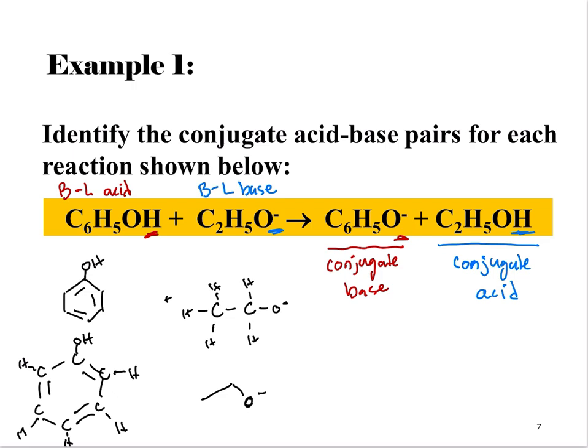Because in reality, what's happening in solution is both reactions are happening. Usually one reaction is more favored, the forward reaction, and the reverse reaction is happening less. Right? And so we'll talk a little bit about what that means in terms of equilibrium in a little bit. Good question.